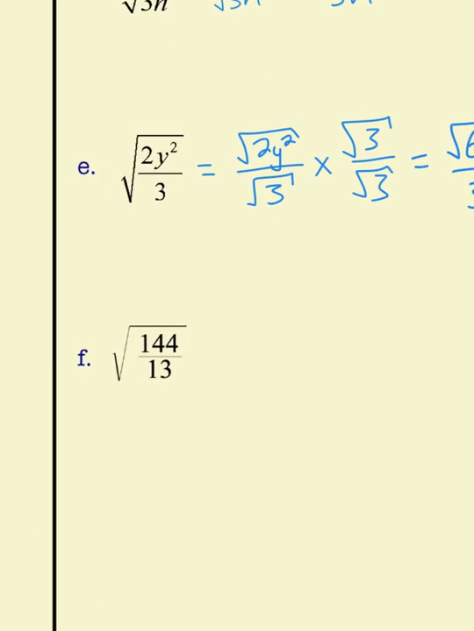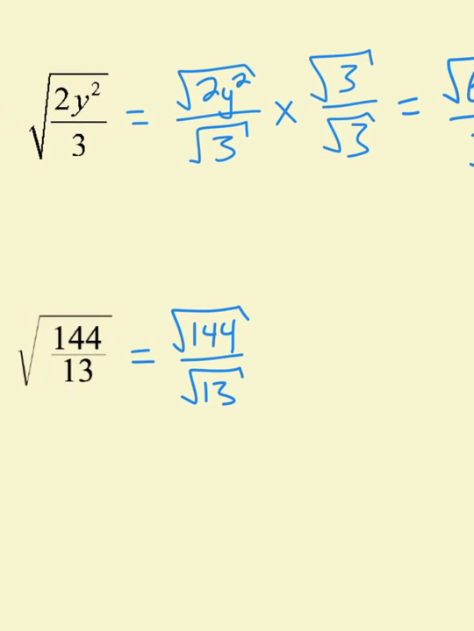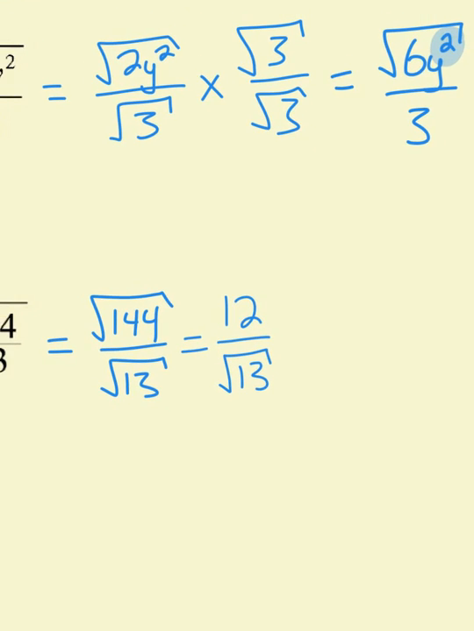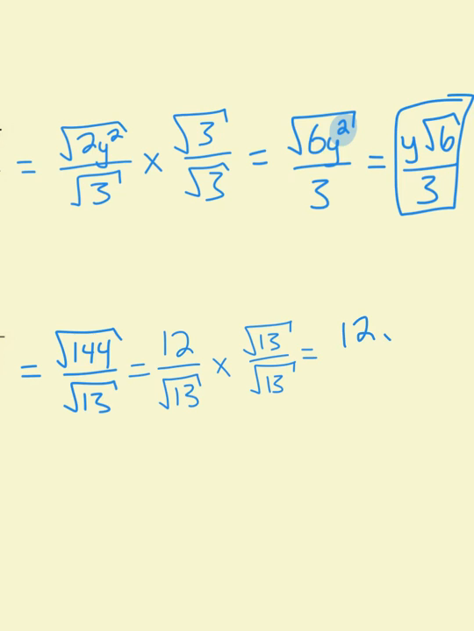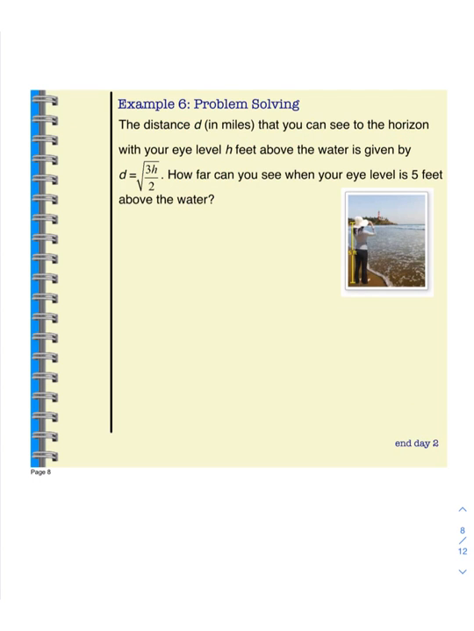All right, and last one, square root of 144 over 13. We are going to change that to the square root of 144 over the square root of 13. And I know what the square root of 144 is. It's 12. I'm going to simplify that before I try to rationalize it. I don't want to multiply 144 times 13. All right, so now I'm going to rationalize it by the square root of 13 over the square root of 13. So I'm going to end up with 12 times the square root of 13 over 13. Final answer.